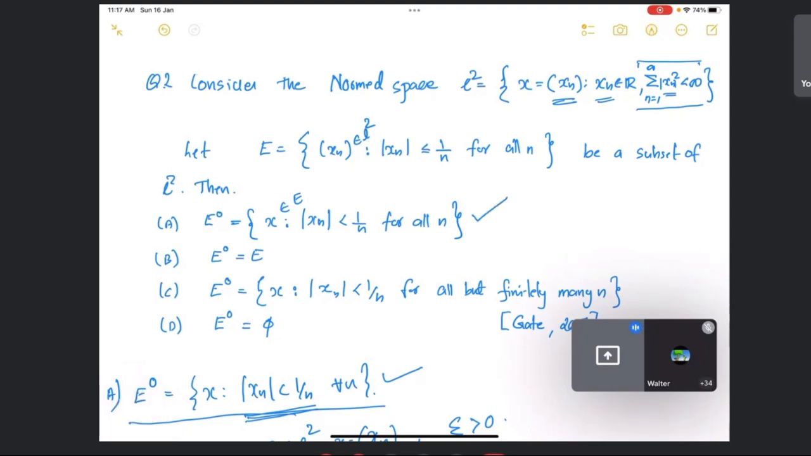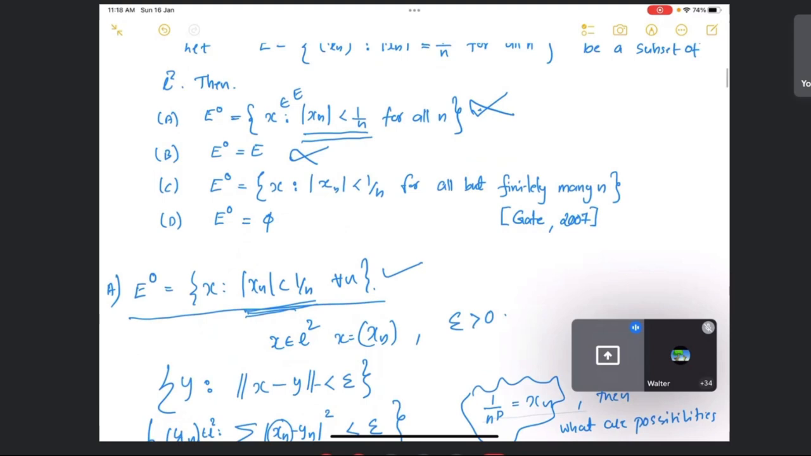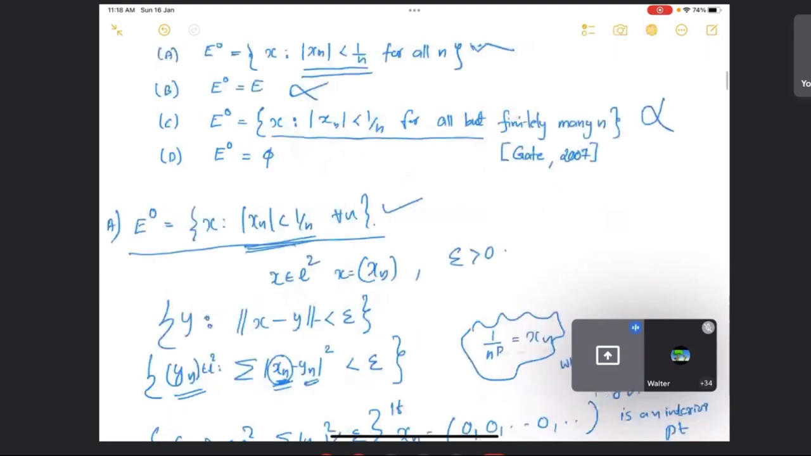If 0 cannot be in the interior of E, and 0 satisfies this property, then this cannot be true. And clearly this also cannot be true because of the same reason. And what about the third option? The set of all x such that xn is strictly less than 1 by n for all but finitely many n. That is, only a few terms are less than 1 by n and the rest are 0. Again, because of the same reason, this is also not true, because here also the 0 vector satisfies this property. So the only option is that the interior of E is empty. There can't be any vector in the interior of E. That's it.